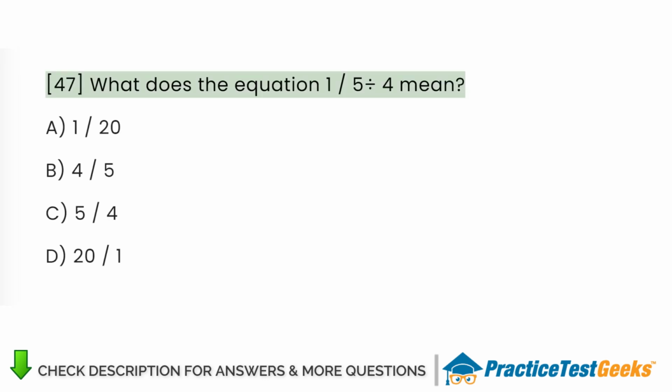What does the equation 1/5 divided by 4 mean? A. 120. B. 4/5. C. 5/4. D. 21.